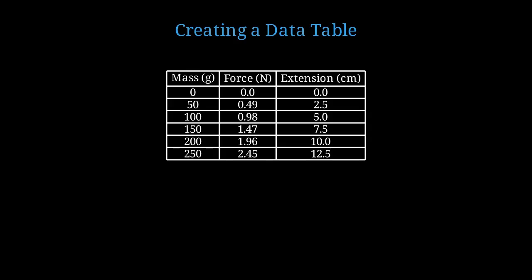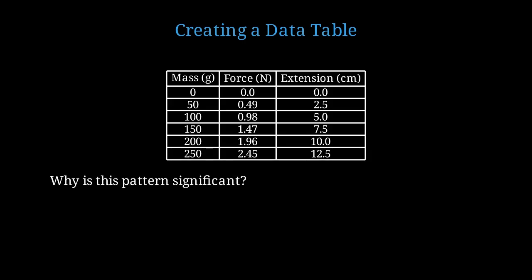After conducting the experiment with multiple masses, Hooke and later experimenters would organize their data into a table. Let me show you what typical data might look like. Here's example data. Notice that as we double the mass from 50 to 100 grams, the force doubles from 0.49 to 0.98 newtons, and the extension also doubles from 2.5 to 5 centimeters. This pattern continues consistently. You might wonder, why is this pattern so significant?